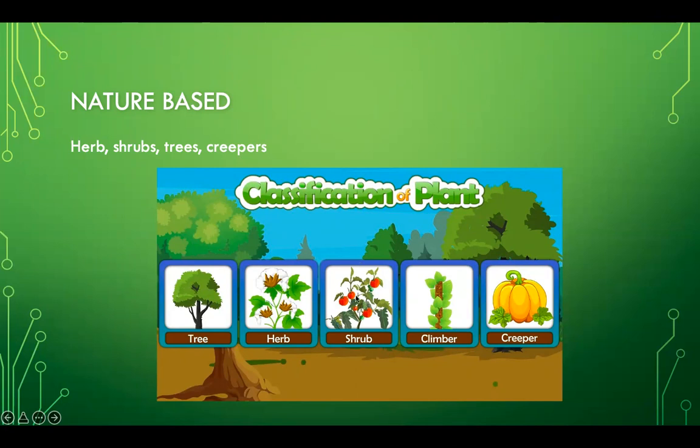Climbers and creepers are both creepers, but climbers need a support to climb up. Without a climbing support, sometimes it can grow, but it's not very effective. But if there is a supporting tree, then the climbers will produce food like fruits and vegetables more effectively, betel for example. And creepers go along the earth's surface. Creepers do not ask for a support.